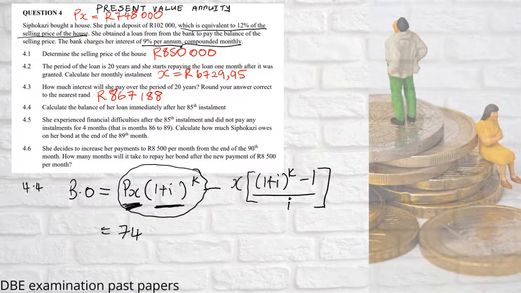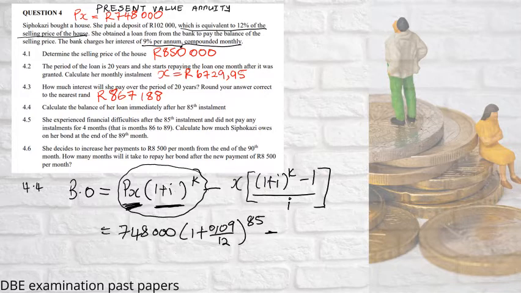The present value was 748,000. We are saying 1 plus interest, which was 0.09, compounded monthly, to the power of 85. So we want to determine how much her loan will be after 85 installments, right? That's the first part of the formula.